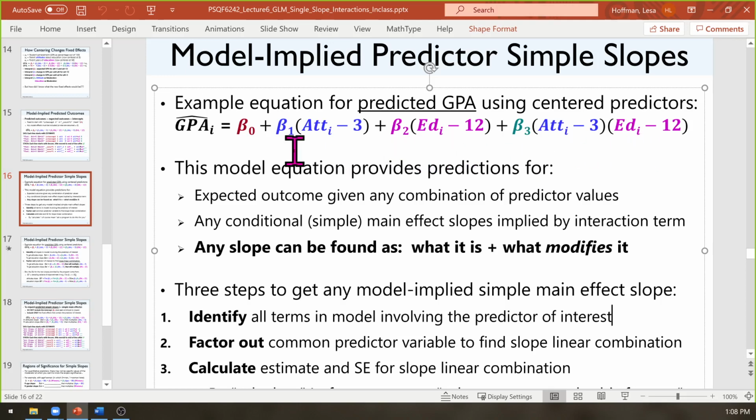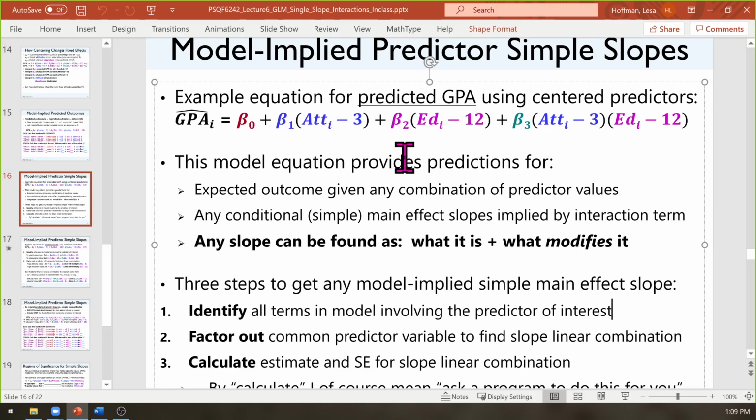So this model says that the effect of attitudes is both a function of beta 1 and beta 3, because attitudes is in there. Likewise, the effect of education is a function of both beta 2 and beta 3, because it's in here too. So then the trick is trying to figure out how to interpret the main effect slopes, the effect of the variable when it's all by itself, as well as how the interaction term then moderates each of those simple main effect slopes.